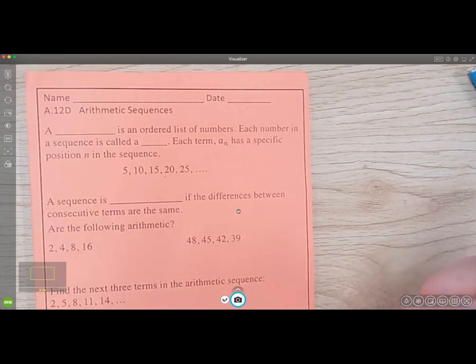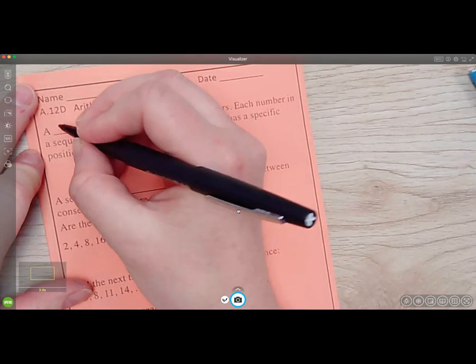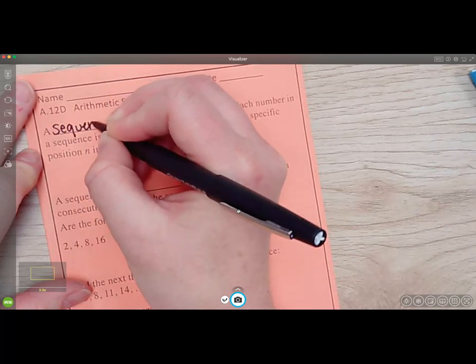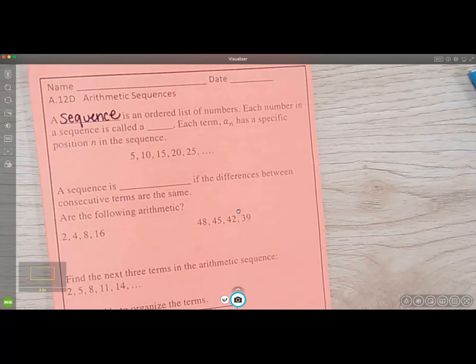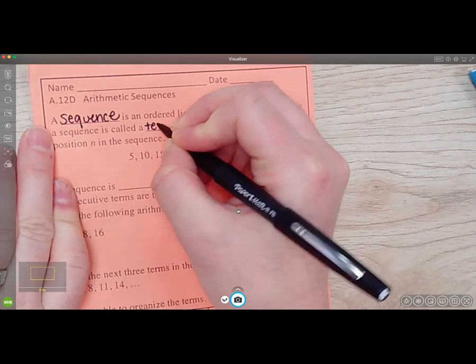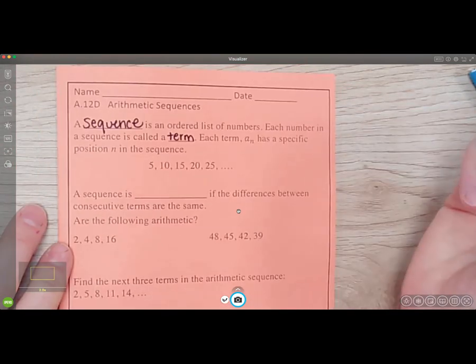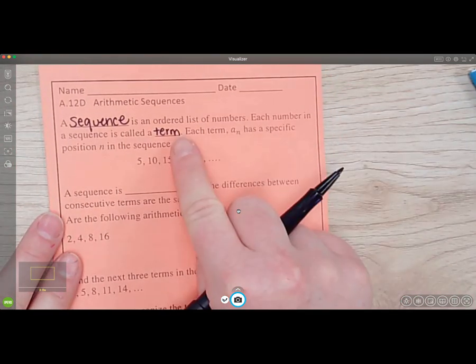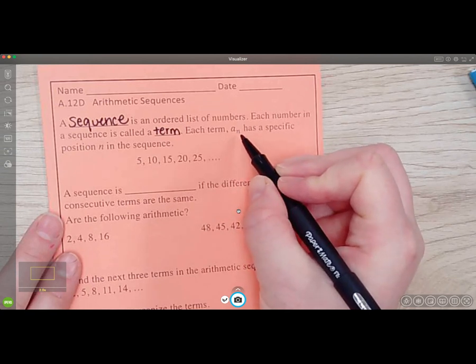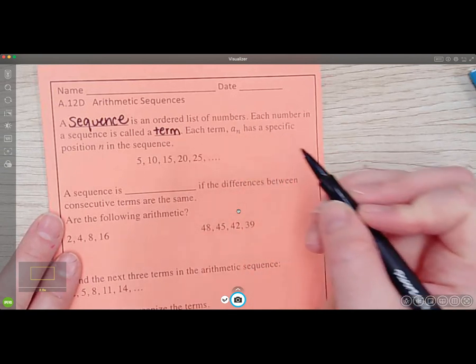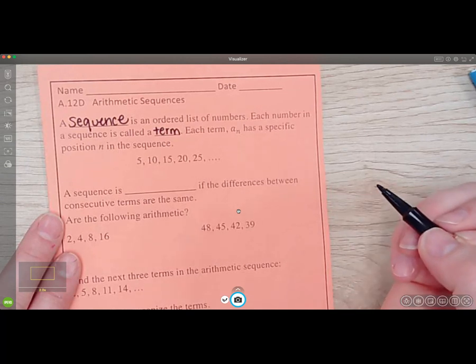Okay, we are talking about arithmetic sequences, which are special patterns in algebra. So a sequence is an ordered list of numbers. Each number in a sequence is called a term. Each term, which we're going to name A subscript n, has a specific position in the sequence.